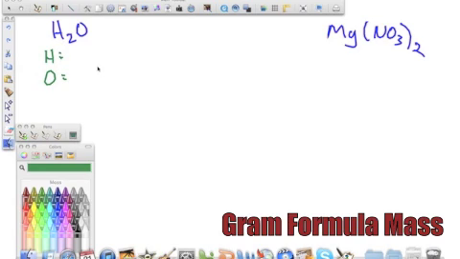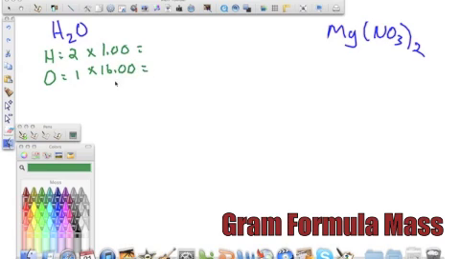Okay, the next step is we write down how many of each element we have. So we look at the subscripts for that. We see that we have 2 hydrogens, and since there's not a subscript by oxygen, it's an understood 1. And then all we have to do is multiply it by their atomic masses on the periodic table, which we know for hydrogen is 1.00, and for oxygen it is 16.00.